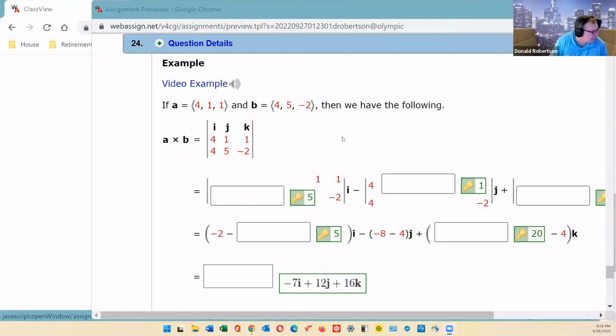Not sure where I am, so let me try that again. Are you looking at 24? Is that what you're saying? Question 24 example. Yep, video. We're seeing question 24. Right.